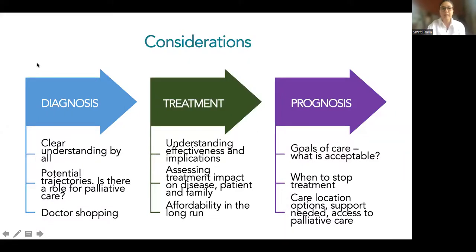So coming back to the screen. Once the diagnosis is agreed upon and the person goes into treatment, the importance of communication is to understand the effectiveness of the treatment, its implications. Now, if I have to explain to a family that, hey, if you do this intervention, then these are the side effects, this is what might happen, this is what you might expect, this is how long the treatment will go, this is how expensive it might get for you, and assessing the treatment impact on the disease, on the patient, and the family. This is really important.